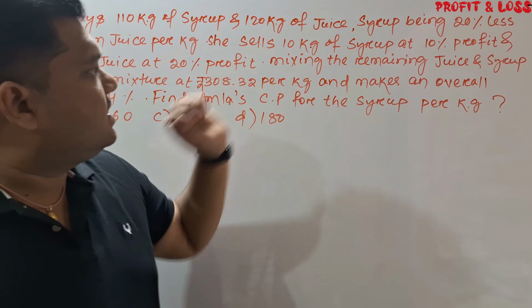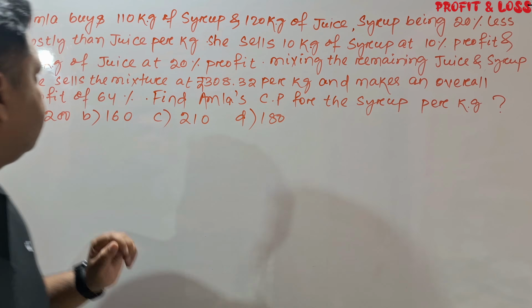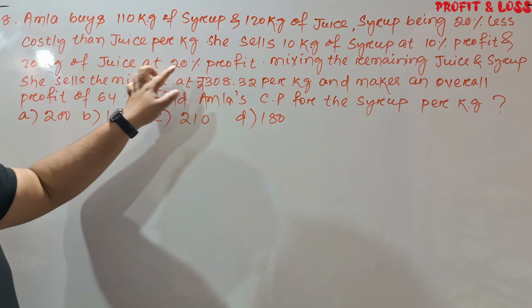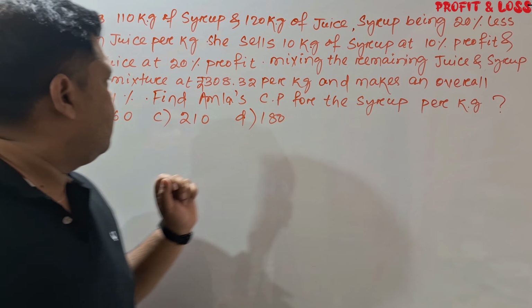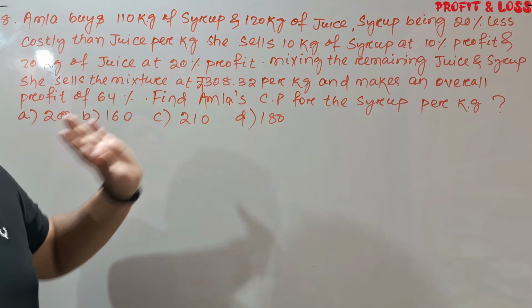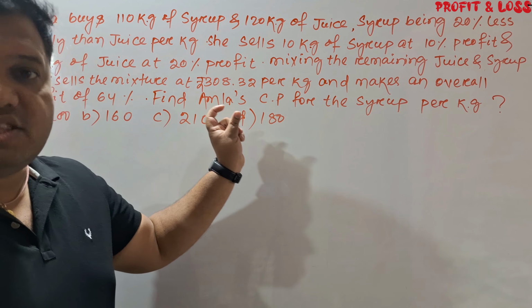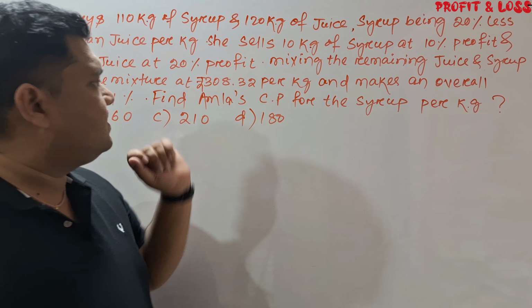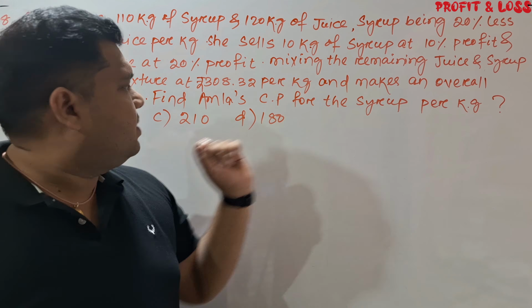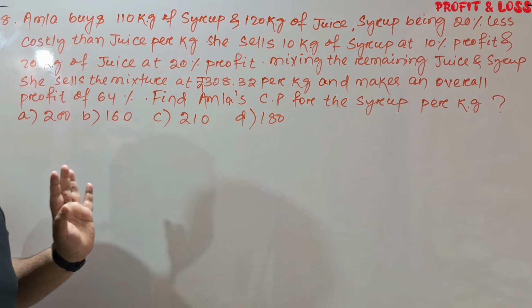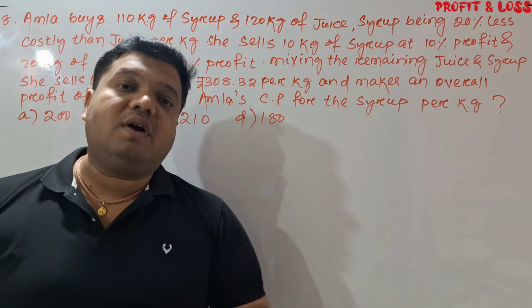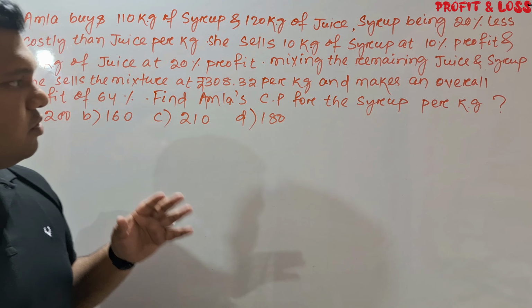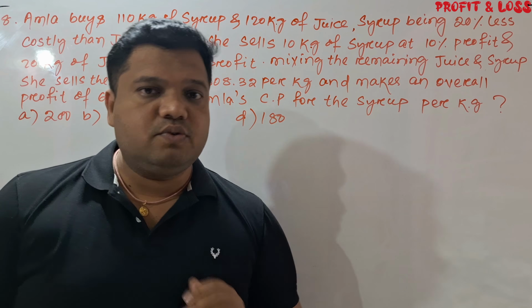She sells 10 kg of syrup at 10% profit and 20 kg of juice at 20% profit. Then, mixing the remaining juice and syrup, she sells the mixture at rupees 308.32 per kg. This price is given. And she makes an overall profit of 64%. All of you first try this one. You have to find the cost price of syrup. Okay, so first try for 30 seconds. Then you check my answer.